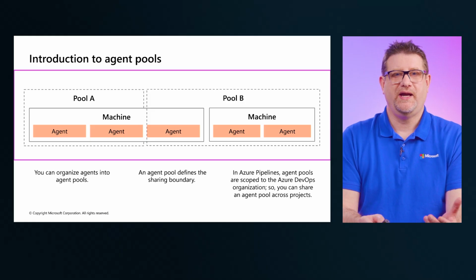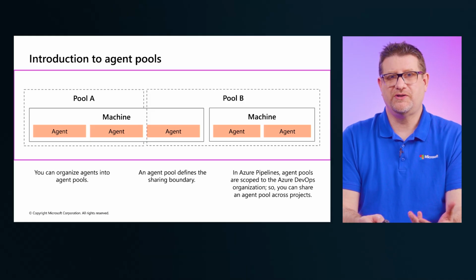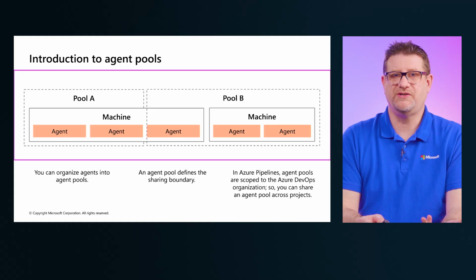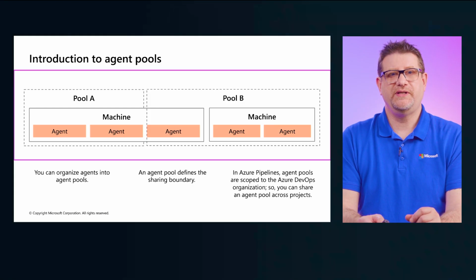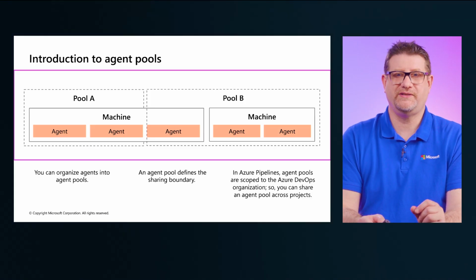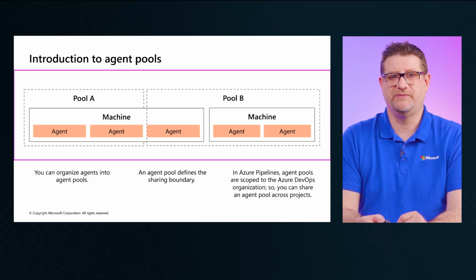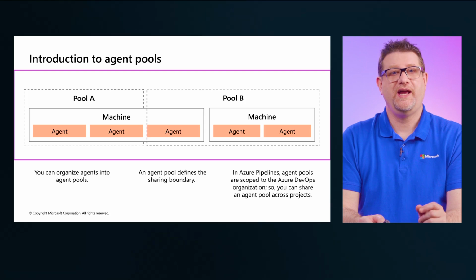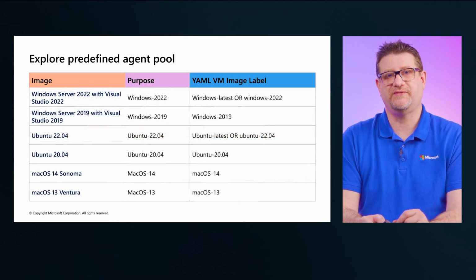In Azure Pipelines, agent pools are scoped to your entire Azure DevOps organization, so you can share a pool across different projects. This flexibility is especially useful for larger teams or organizations that want to maximize the use of their build and deployment infrastructure. By setting up agent pools, you ensure that your pipelines run smoothly and that your team's resources are used effectively.